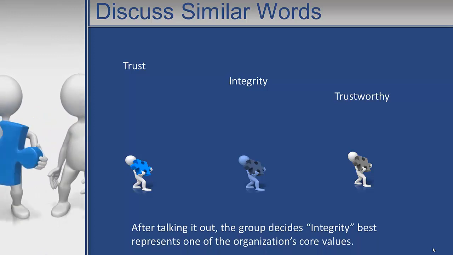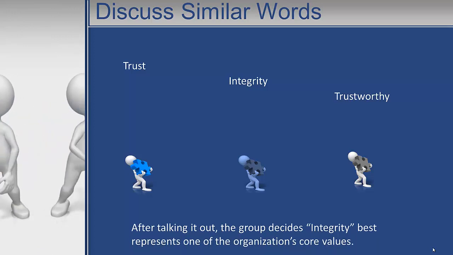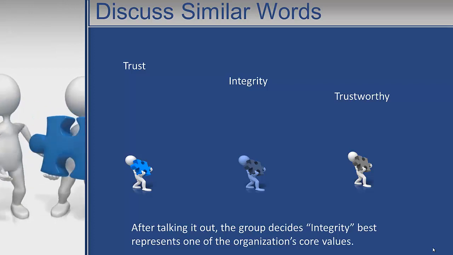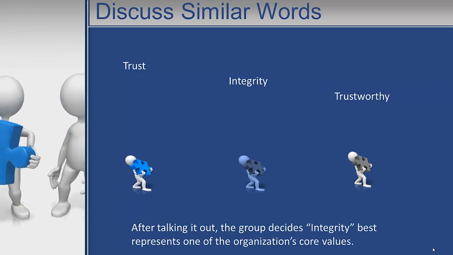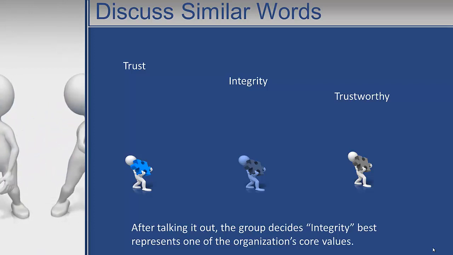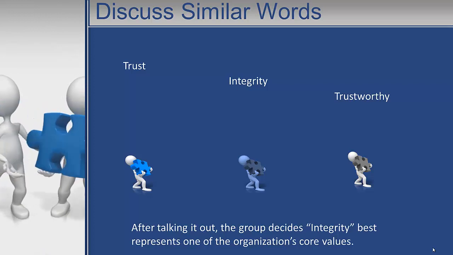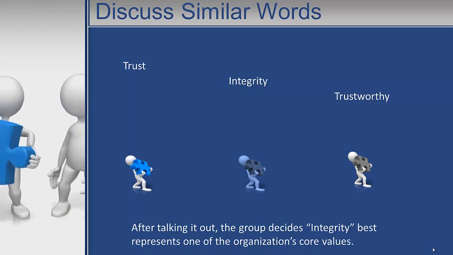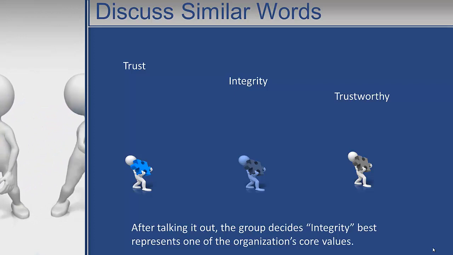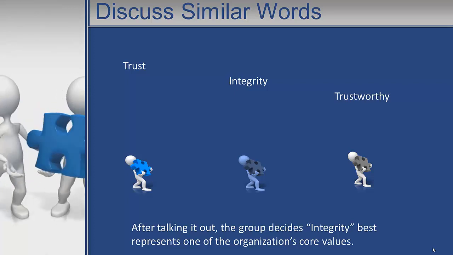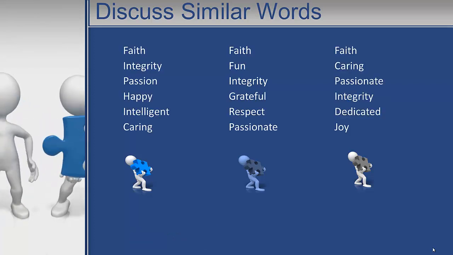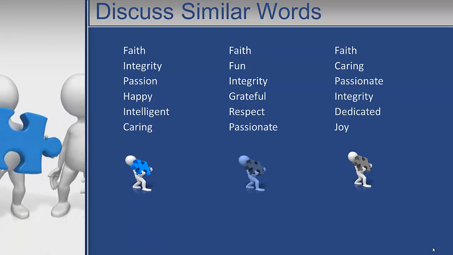So the group is going to talk it out, just specific to these 3 words, and after they talk it out, they decide that integrity best represents another one of the organization's core values. So we would now have 2 core values, faith and the word integrity. Okay, we're going to go back to the list and we're going to look at some other similar words.